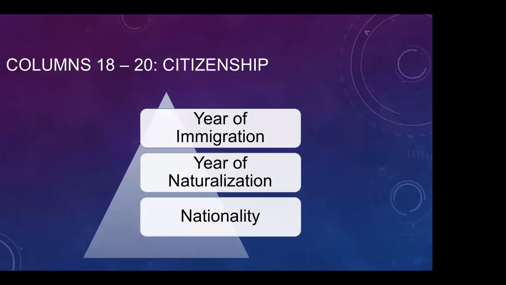Columns 18 through 20 recorded important information about our immigrant ancestors to Canada. So column 18, year of immigration to Canada. And this applied to all persons, no matter their age or sex, who were born outside of Canada. Column 20 had to do with nationality.